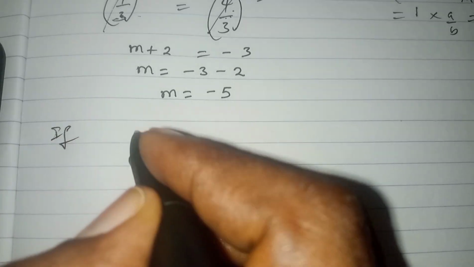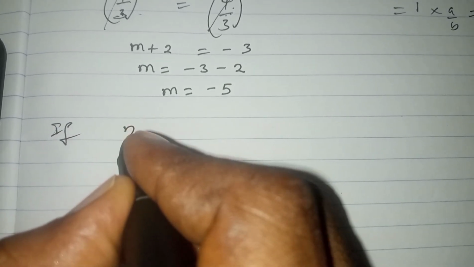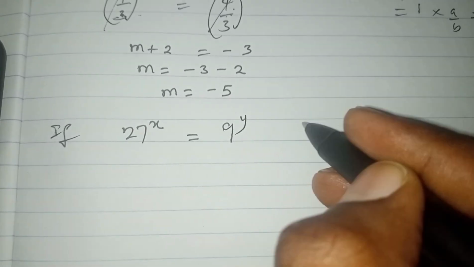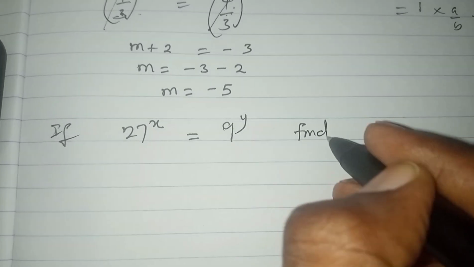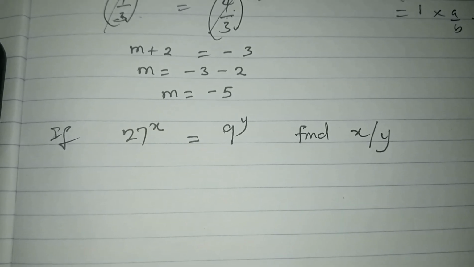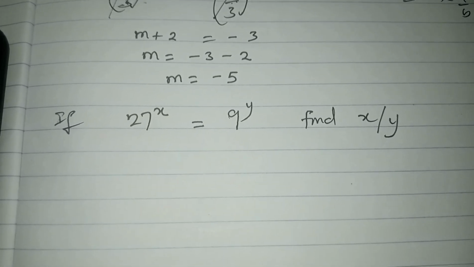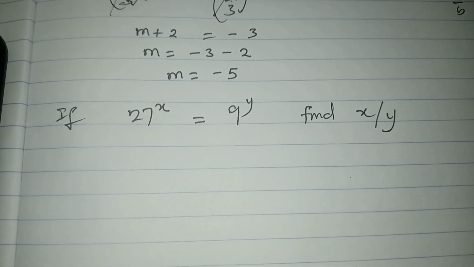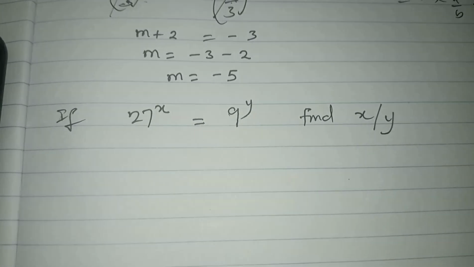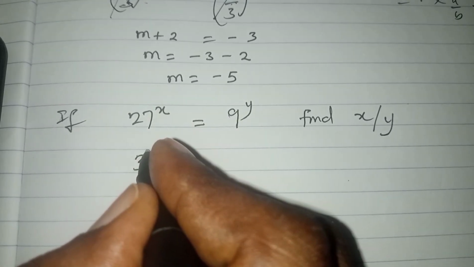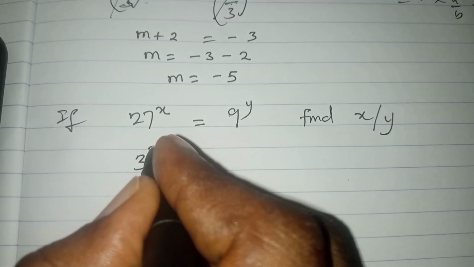If 27 raised to power x equals 9 raised to power y, find x over y. This is also simple. So the first thing you think about is the common factor between 27 and 9. What's the common factor? Which is 3. So it can be written in terms of 3. So 27 is 3 raised to power 3.